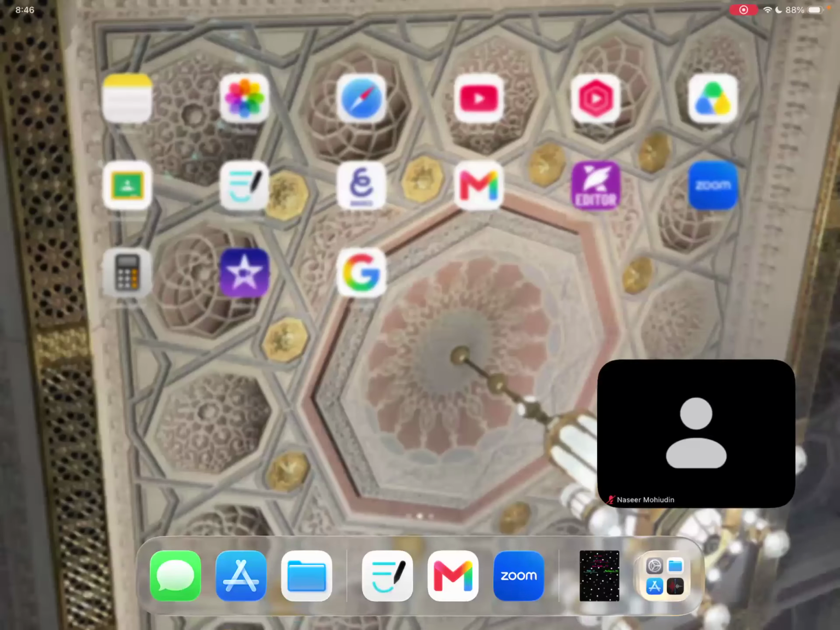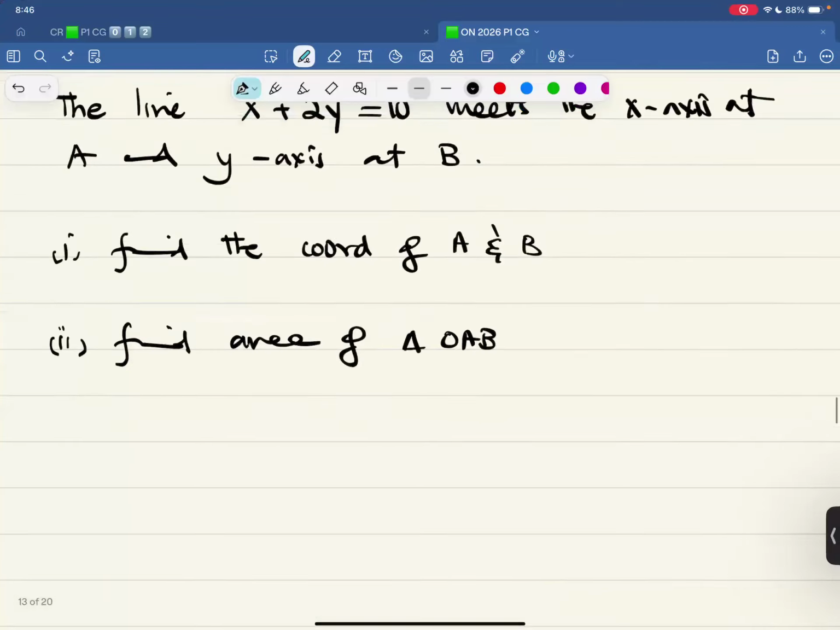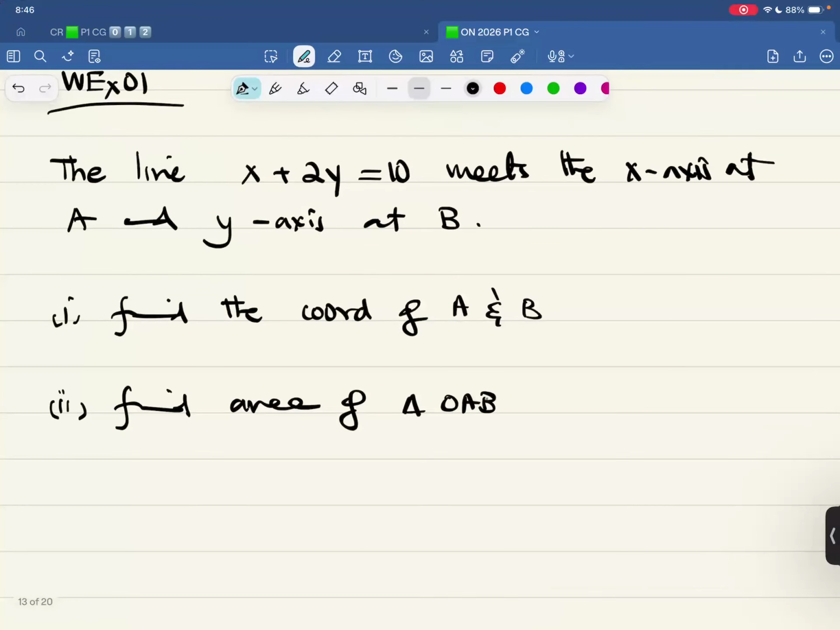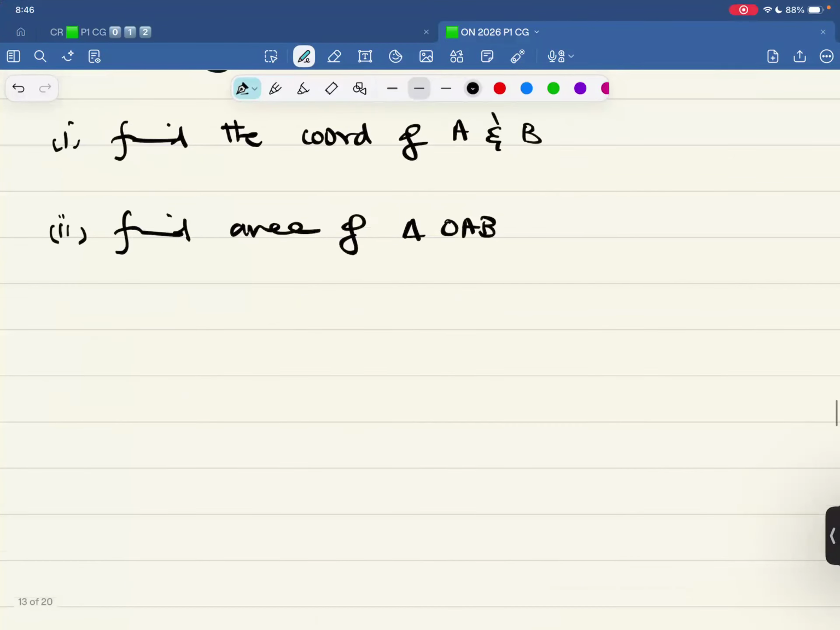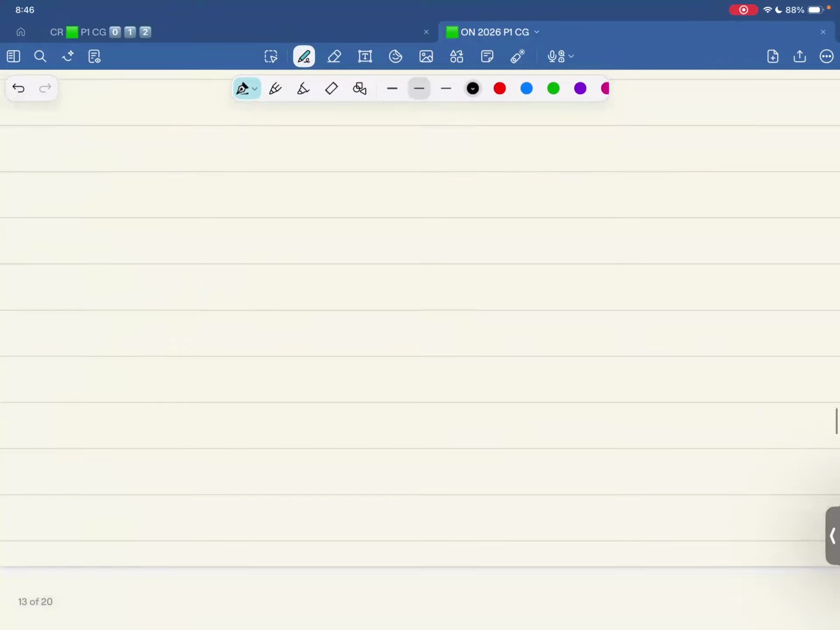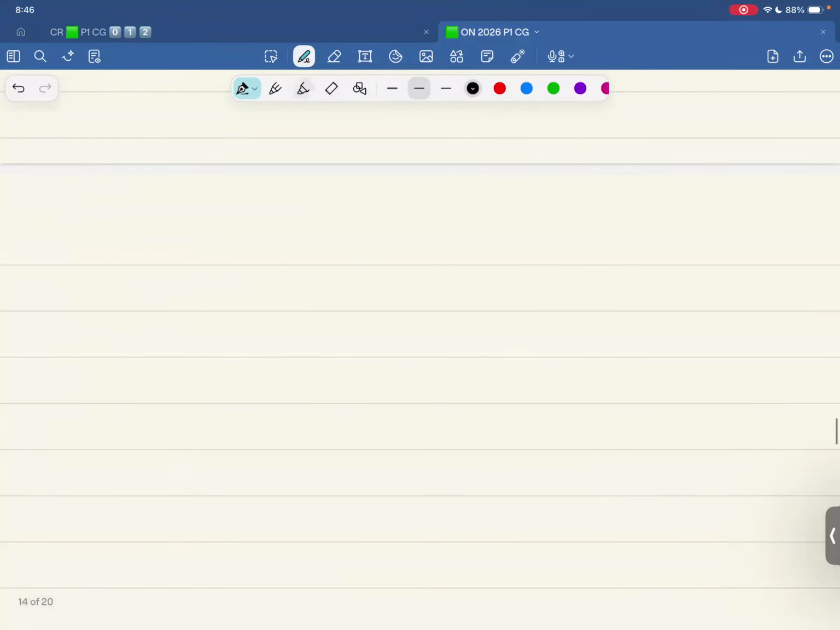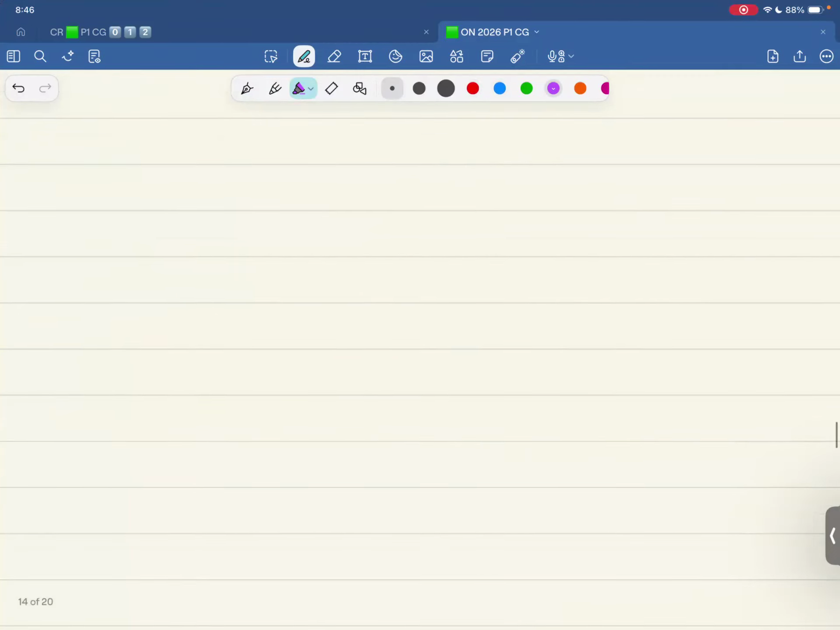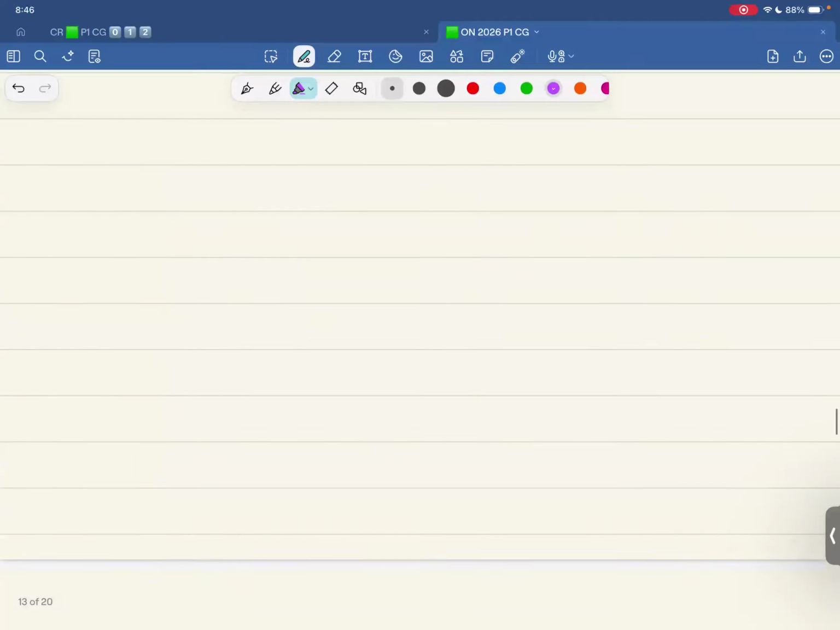So now let's look at this question. Find the coordinates of A and B, find the area of triangle OAB, and then I'll add a third part also. Let's get started. x + 2y = 10. Let me draw a grid over here. This is the y-axis, this is the x-axis. I'll just draw a rough sketch.